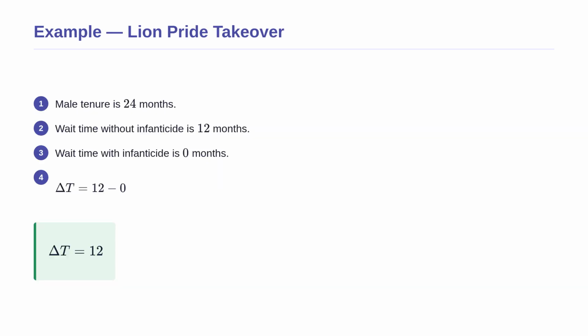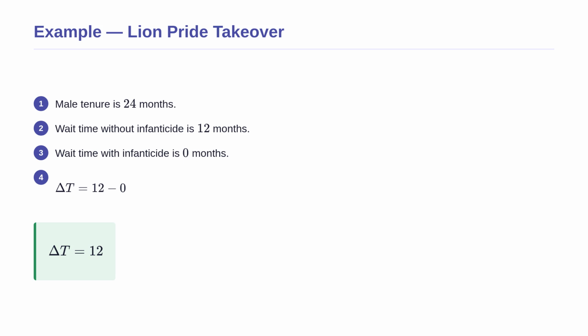Before we move on, let us see this formula in action with a concrete example of a lion pride takeover. Imagine a new male lion wins a pride. His average tenure as leader is strictly limited to 24 months before another male overthrows him. If he does not commit infanticide, he must wait 12 months for the current cubs to be weaned. If he does commit infanticide, his wait time drops to 0.